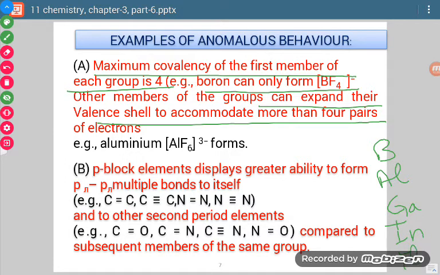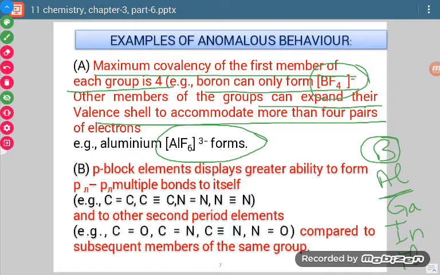It is like this: boron, aluminium, gallium, indium and thallium. So this shows anomalous behavior. Why does this show anomalous behavior? Because one example we have taken is that boron can form a compound BF4 having charge -1, but aluminium can form AlF6 having charge 3 negative. So boron shows anomalous behavior.